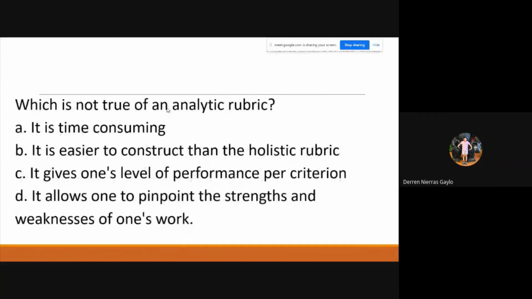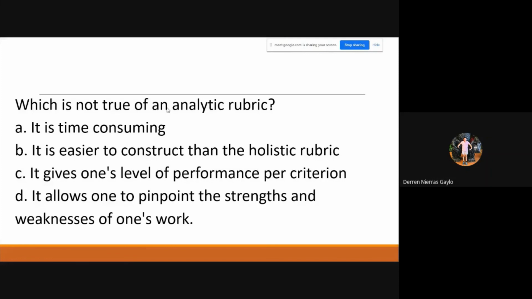Which is true of an analytic rubric? Time consuming, easier to construct, gives one's level of performance per criterion, it allows one to pinpoint the strengths and weaknesses of one's work. Not true of an analytic rubric. The correct answer is letter B. It is easier to construct than holistic. Take note, analytic rubric is detailed. Therefore, it is not easier to construct than holistic rubric.